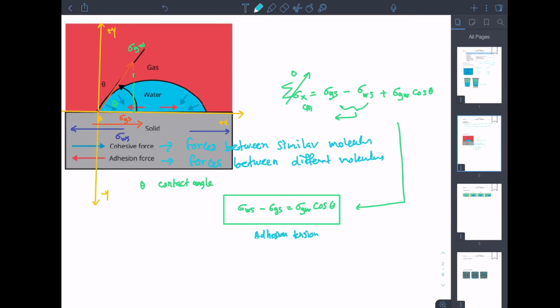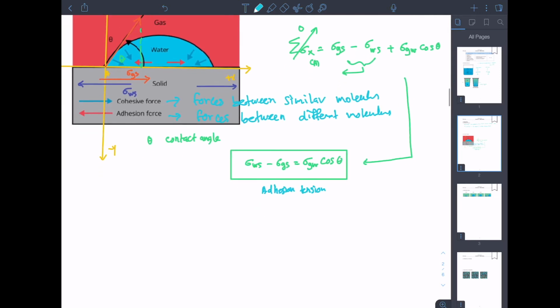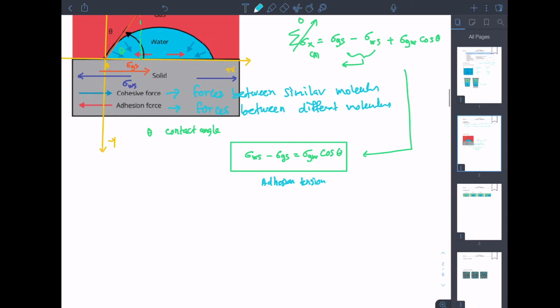The adhesion tension concept is responsible for whether the fluids are going to spread or shrink. So the value will indicate if the system is spreading on a surface or shrinking, if it likes the surface or does not like the surface. So the final step to find theta, which is the contact angle, is that it equals sigma water solid minus sigma gas solid divided by sigma gas water. And that's our theta for this system.